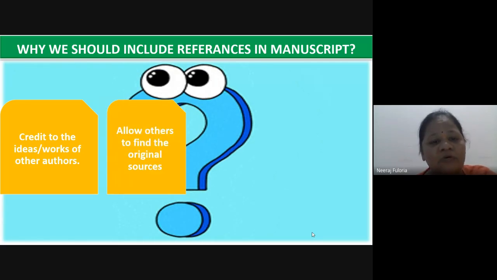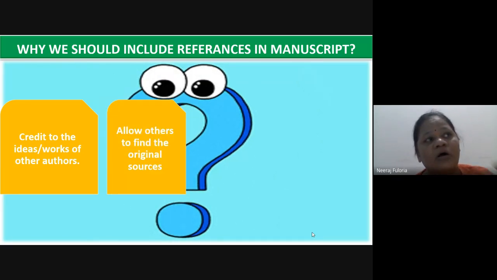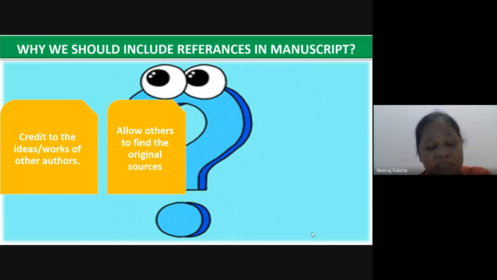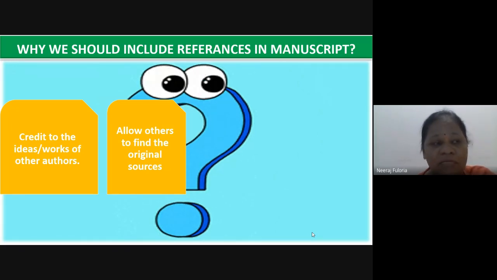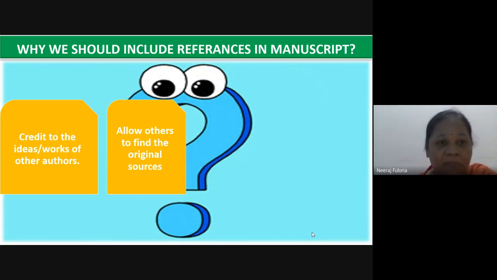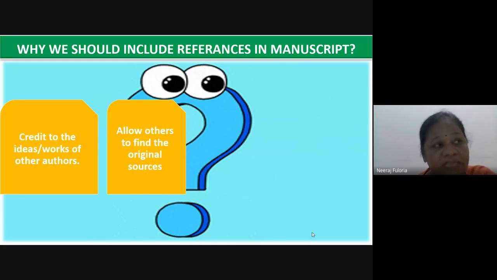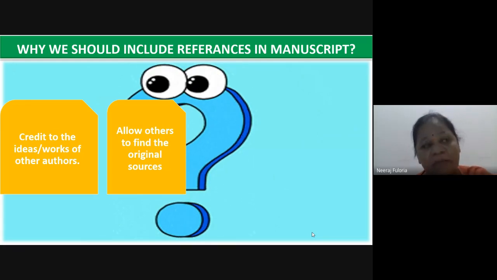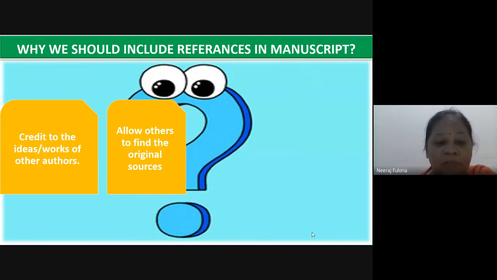Then you can allow other authors to find the original resources, or as a researcher, you also want to find out where that methodology came from. For example, when I was working on anti-inflammatory models, you might come across a research paper where the methodology was developed in 1975.